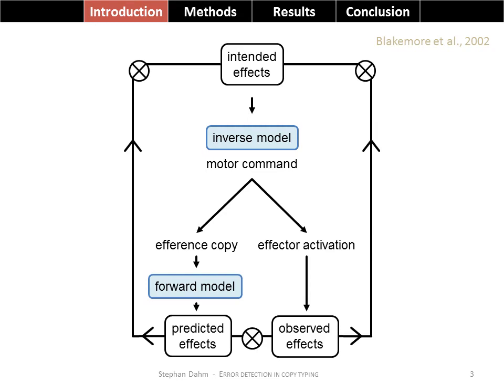Let's now go to the left side of the model. Before the motor command is sent to the effectors, it is assumed that an efference copy of the motor command is used by forward models to predict the action effects. The predicted effects can then be compared with the intended effects. This type of error detection is assumed to be rather fast, because it does not depend on perceptual processes, but only on predictive processes. By this, errors may be detected even before they actually occur.